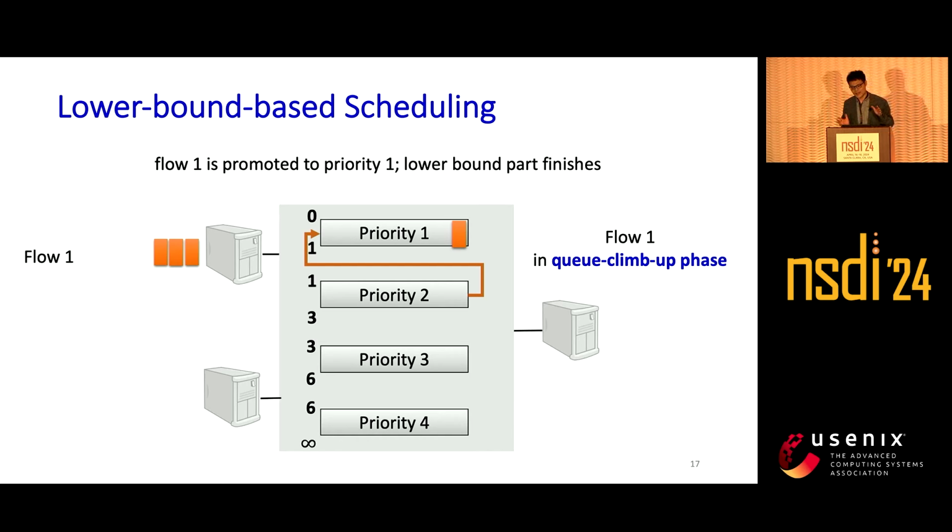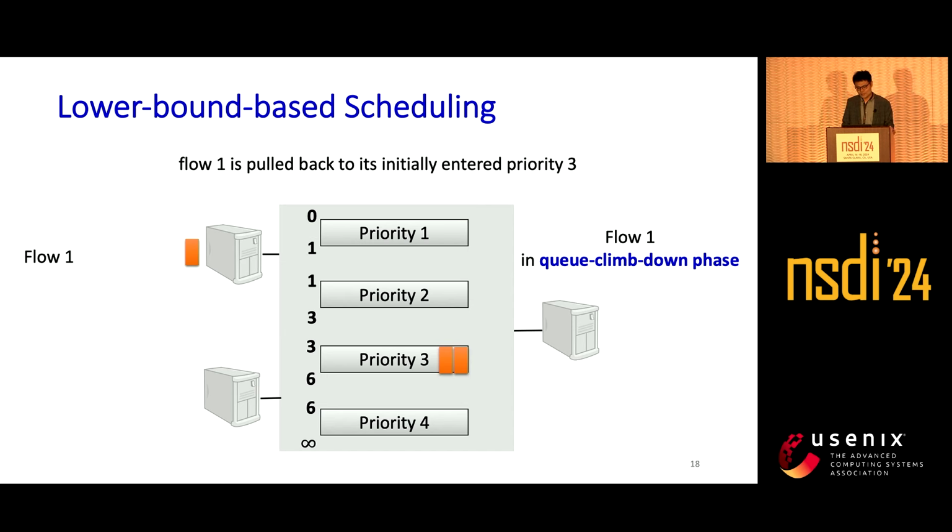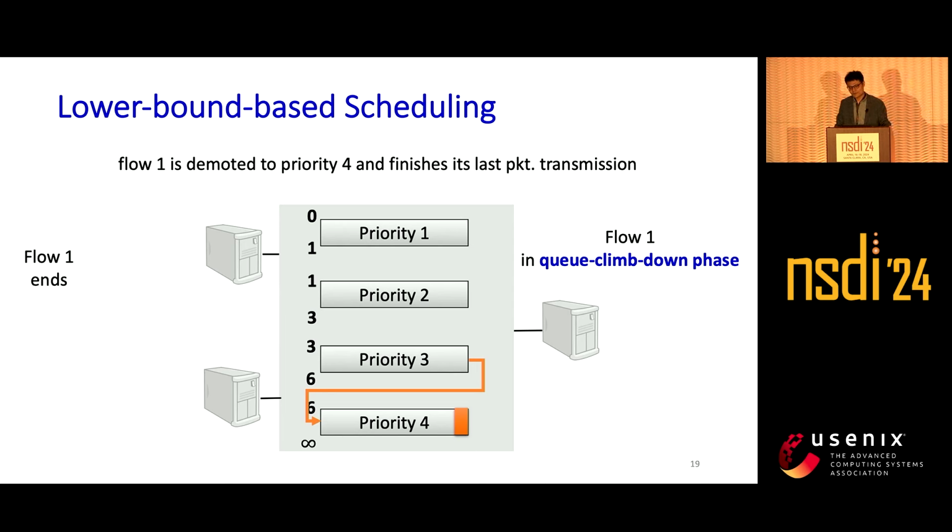So till now, we can find that flow 1's lower bound part has finished, but please note that it is not the end. This means that the flow's actual size is larger than its lower bound. So in this case, we will change our strategy and let flow 1 go through an additional QCLIMB down phase. Specifically, we will pull the flow back to its initially entered priority queue 3. And in this priority, the flow will transmit 2 packets. So we will further demote flow 1 to lower priority queues gradually based on its bytes sent. And in this case, it is demoted to priority queue 4, where it will finish its last packet transmission.